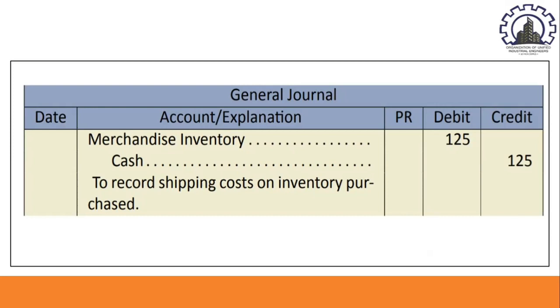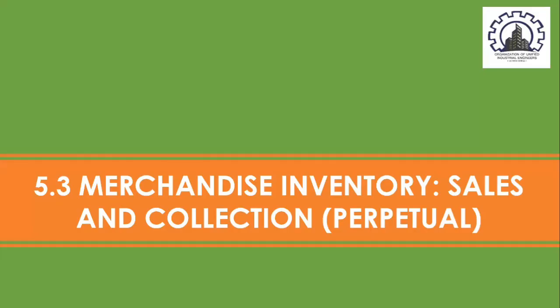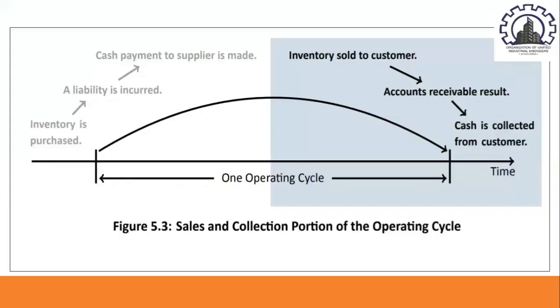All right. So the next section describes how the sale of merchandise is recorded as well as the related cost of items sold. Now that brings us to our third key area of our lesson, and that's going to be merchandise inventory, sales, and collection, applying the perpetual method. Now, in addition to purchase on account, a merchandising company's operating cycle includes the sale of merchandise inventory on account or on credit, as highlighted in figure 5.3.